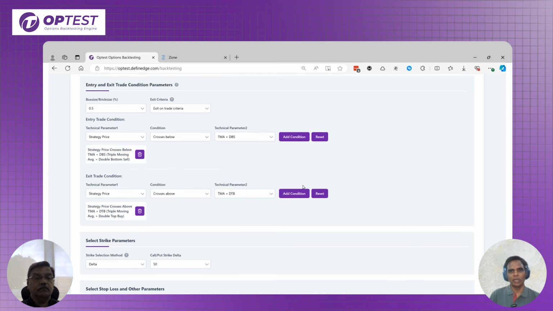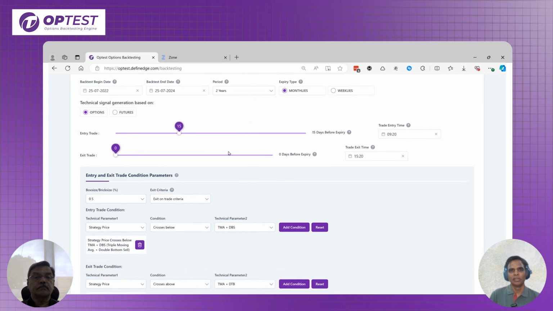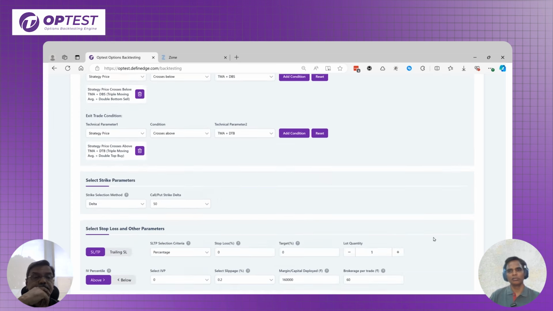So let's check in monthly. Monthly, how many days before you want to enter? No, there is no reason for days. This criteria need not be there at all. It can be any time. You can say 30 days, maybe 25 days before expiry. Because it will keep on doing signals till full expiry. So your entry criteria is this. Same criteria.